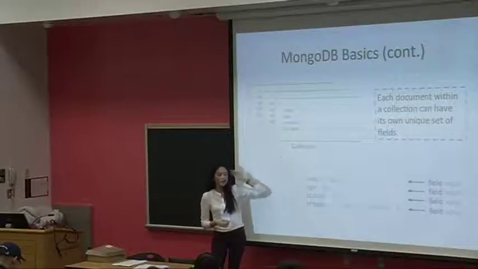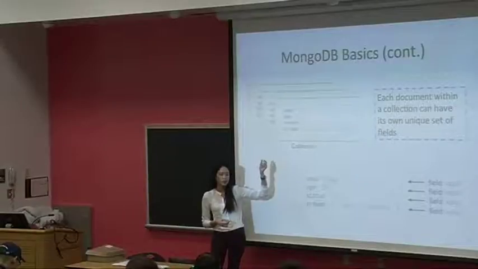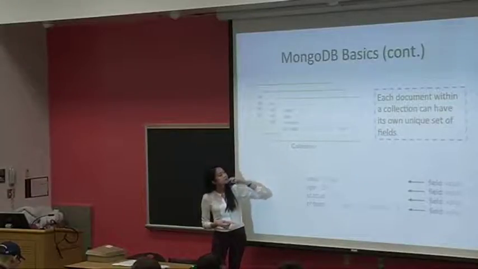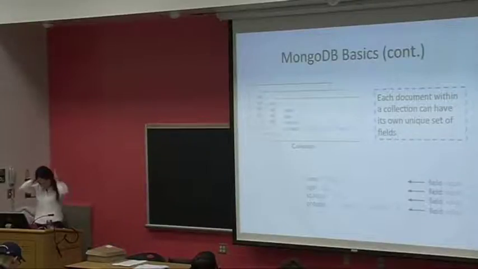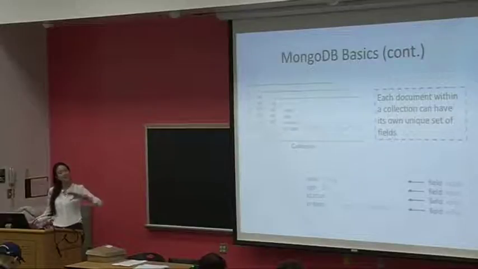So document is like, you can think of it as the table in SQL, okay? Yeah. No, document is the row. The row, and the collection is the table.